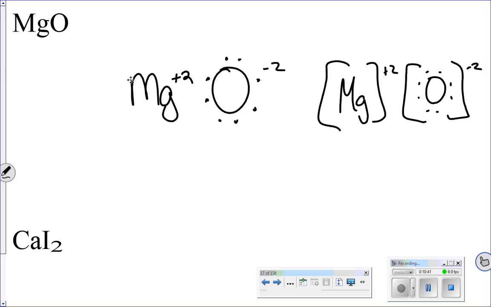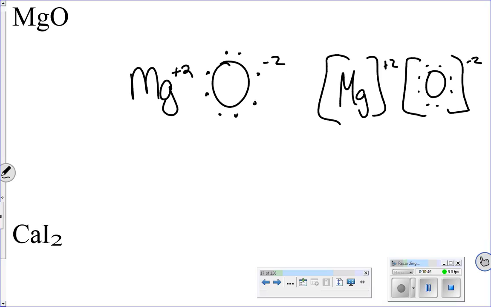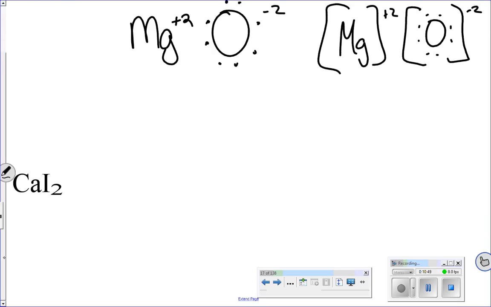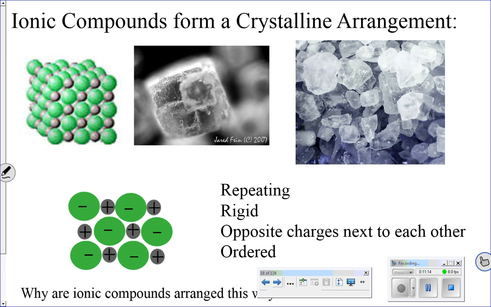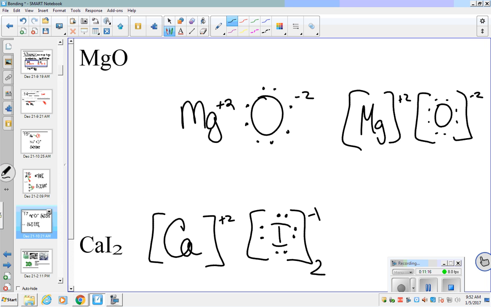Magnesium oxide, nice 1-to-1 ratio, no dots on the magnesium, 8 dots on the oxygen, and you show their charges, which are easily findable and predictable from the periodic table, with or without brackets, doesn't matter. This one I am going to show with brackets, mainly because we have 2 iodines, which makes it a little bit easier. Iodine will end up with 8 dots from gaining electrons, -1 charge for each iodine, and my little subscript 2.